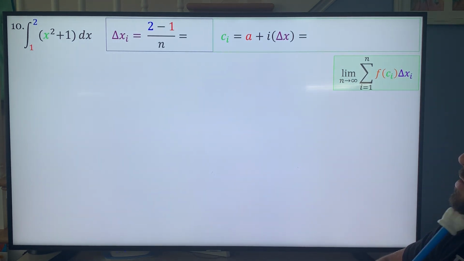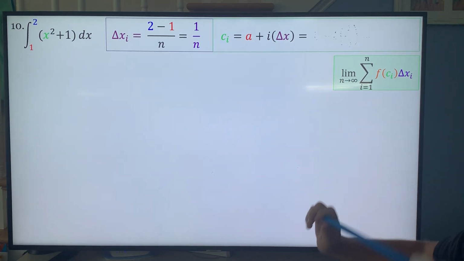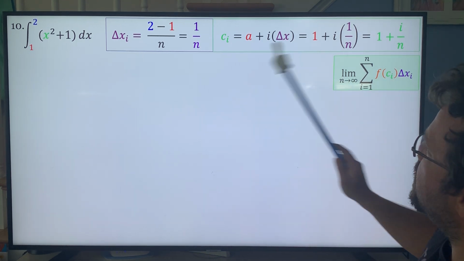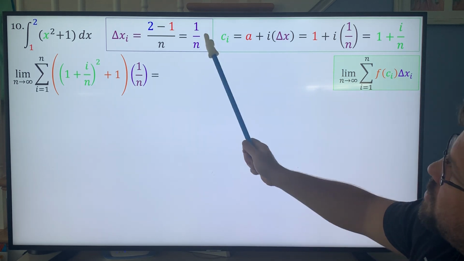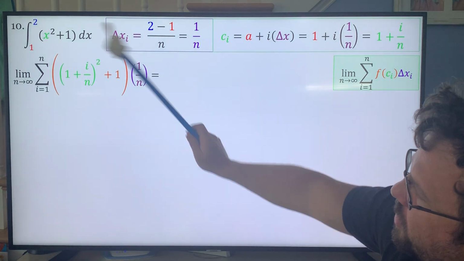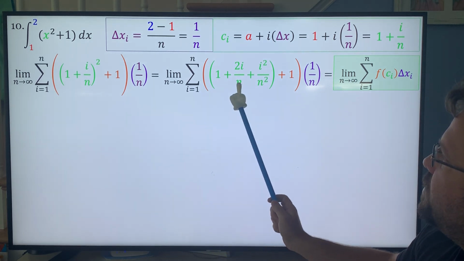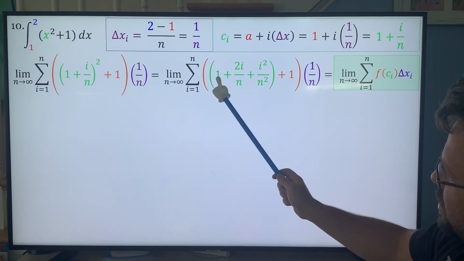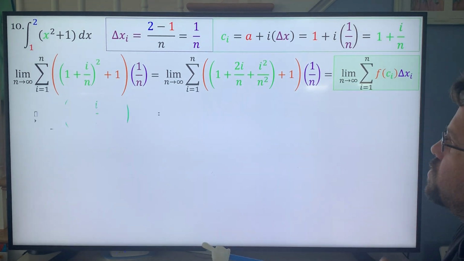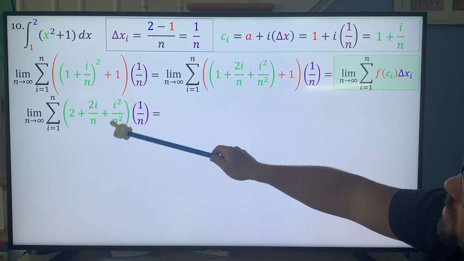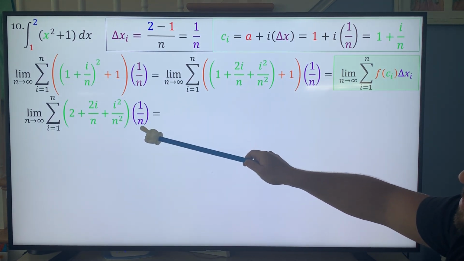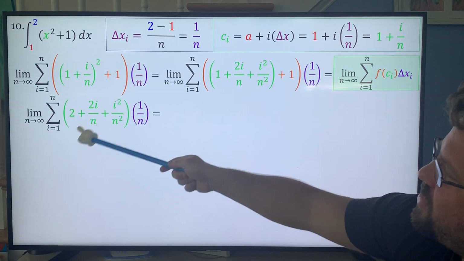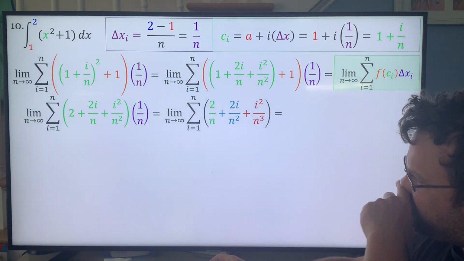Delta x, 2 minus 1, is 1 over n. 1 plus i times 1 over n, 1 plus i over n. 1 plus i over n squared plus 1 times 1 over n. Foil that. You get 1 plus 2i over n plus i squared over n squared plus 1 times 1 over n. Now you don't want to distribute this in yet because of what you could do. 1 plus 1 is 2. So you got 2 plus 2i over n, plus i squared over n squared, times 1 over n. Too many n's sometimes. Distribute that in, okay, and then you can do the sum.